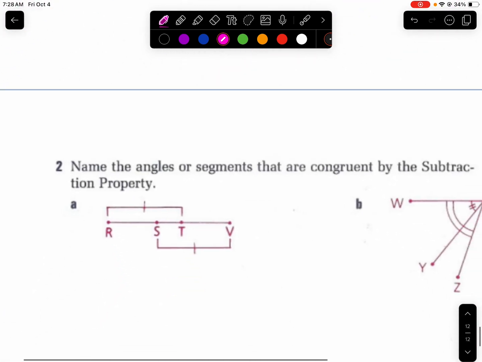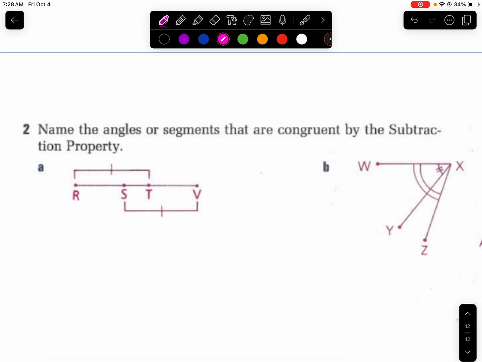Now it says name the segments that are congruent by the subtraction property. They told us that RT is congruent to SV. What do we notice that they have in common? They have in common this piece. So now I can say that RS is congruent to TV, because if a segment is subtracted from congruent segments, the differences are congruent.